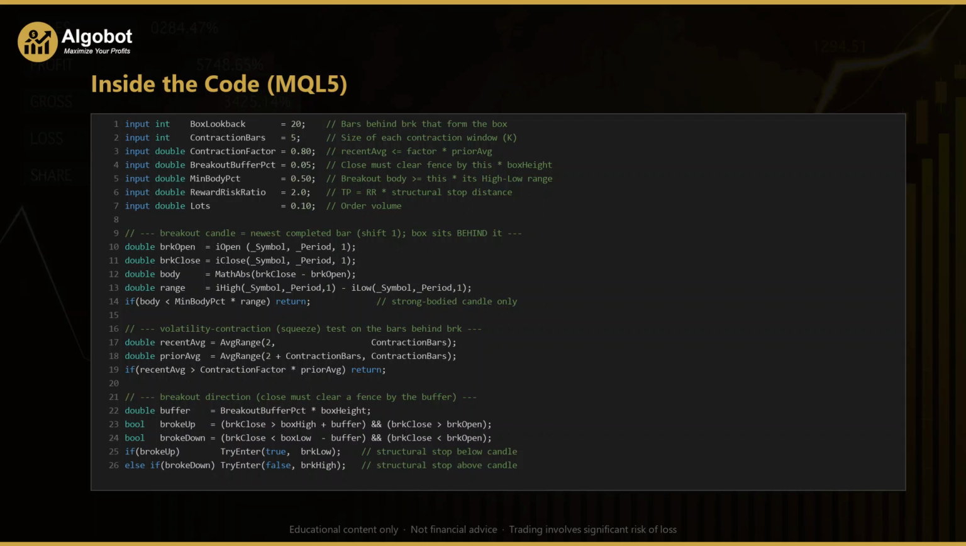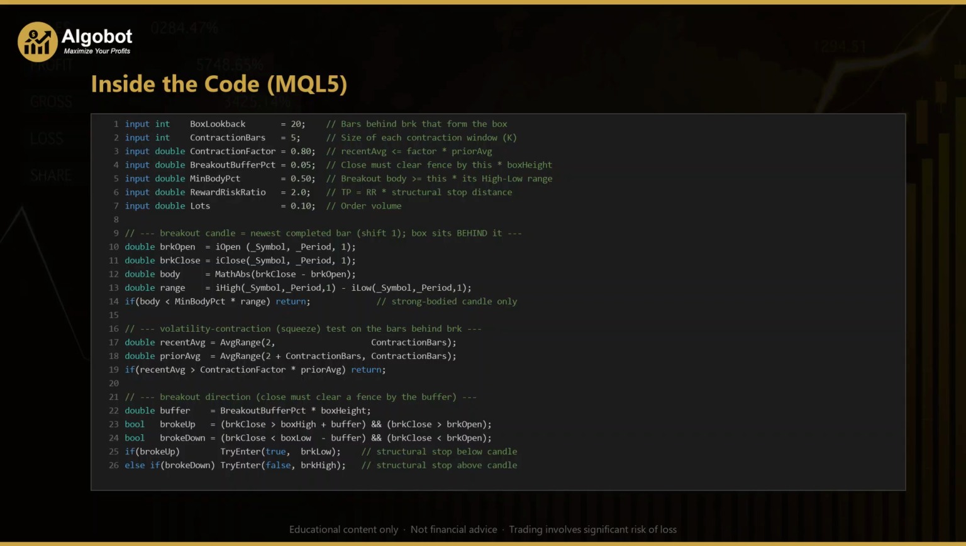First, the code reads the open and close of the candle at shift 1. That's the just completed bar. It measures the body and the full range, and immediately returns if the body is smaller than MinBodyPct of the range, so weak candles are discarded early.